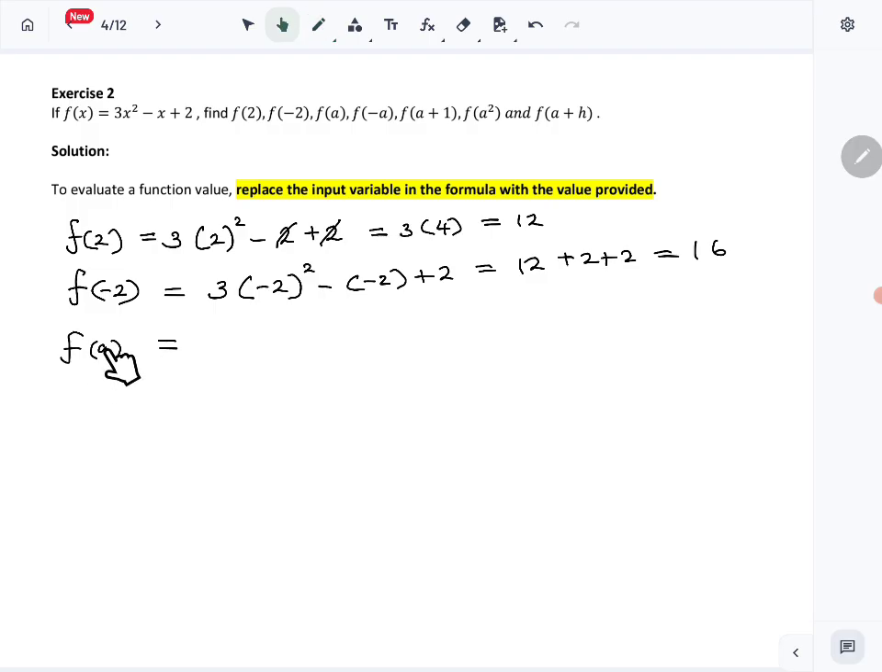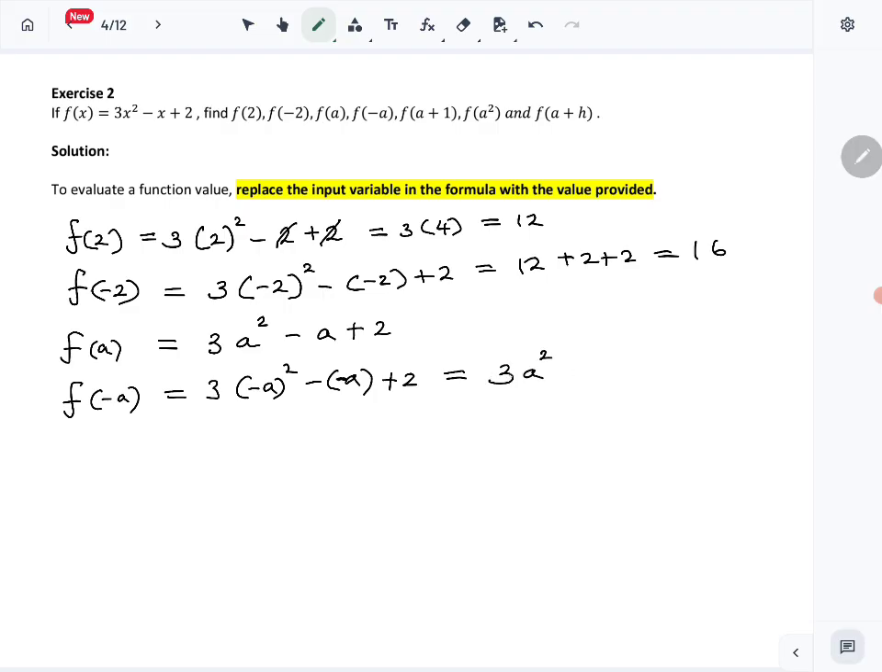Now it's not a number, it's just a letter A. So anywhere you see x, what do you need to do? Replace it with A. That's all. So we can't further simplify this, so we'll leave it like that. F of A is what? 3a squared minus a plus 2. Then f of minus a. Now anywhere I see an x, I'm going to replace it with what? Minus a. This one we can simplify a little. Minus a squared becomes plus a squared, minus minus a becomes plus a plus 2. Right.